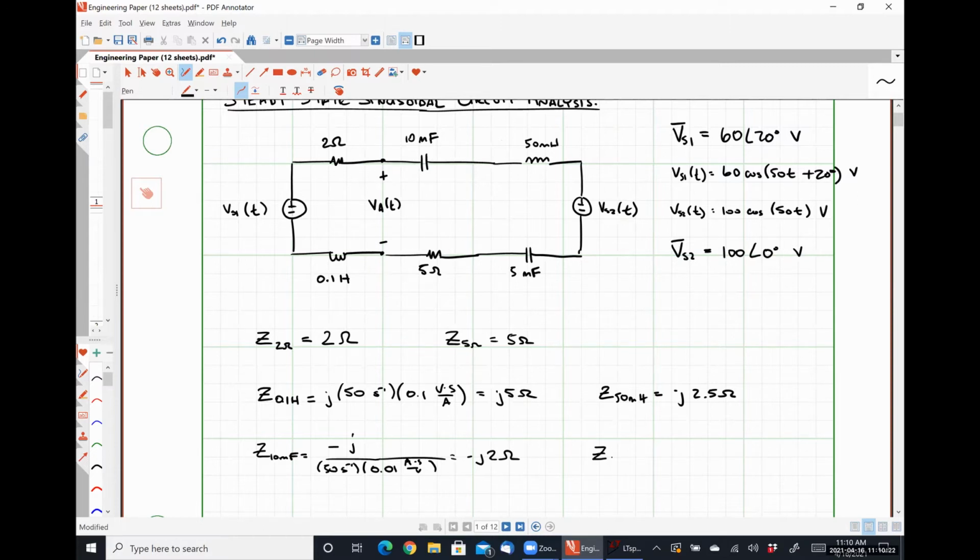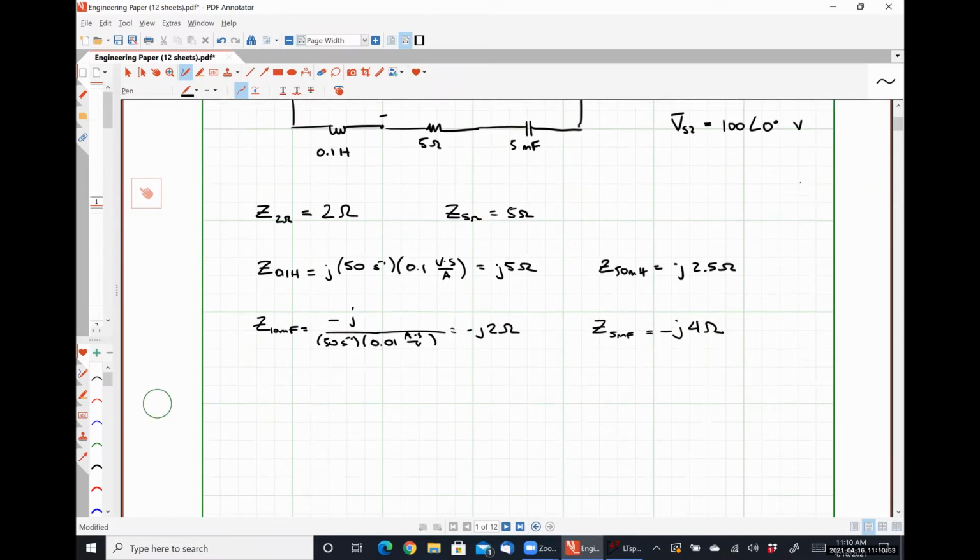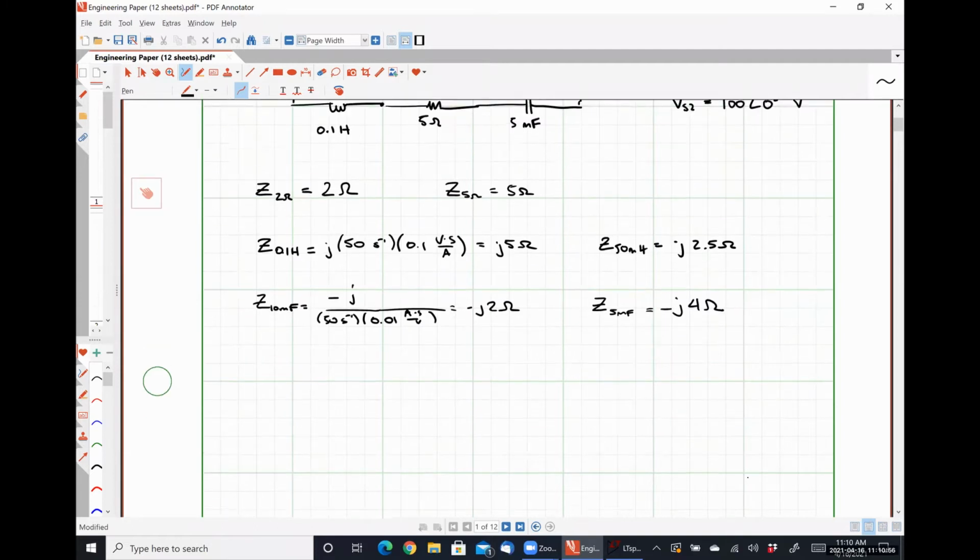So with that in mind, what is the impedance of our 5 millifarad capacitor? Right. Since it has half the capacitance, it should have double the impedance because of the inverse relationship between impedance and capacitance for capacitors. So this will be minus J4 ohms. And from this, we now have enough information to fully reconstruct our time domain circuit in the frequency domain. So I'm going to go ahead and take a moment to do that.